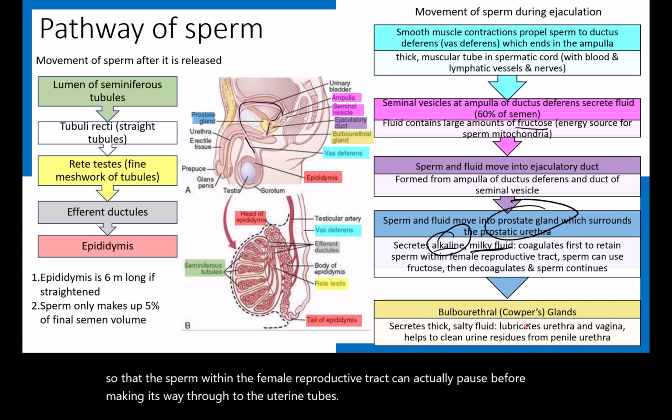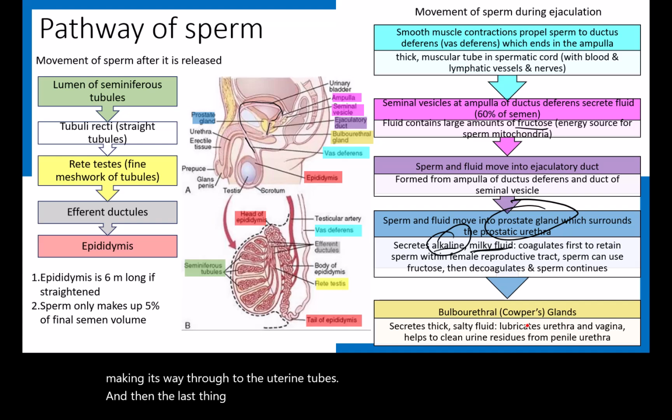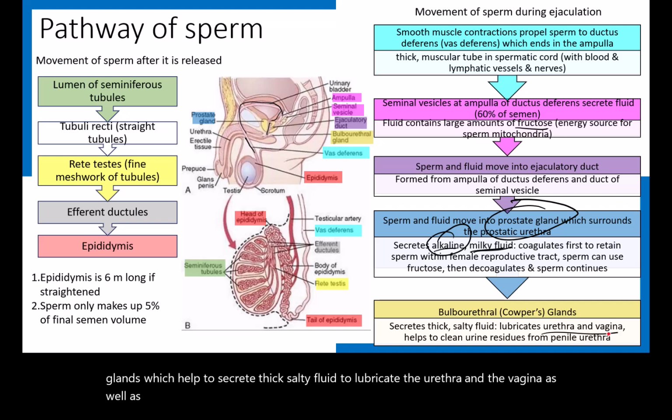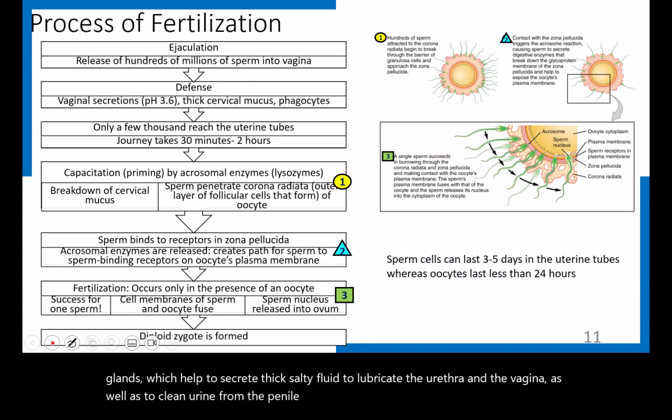And then the last thing is, as the semen emerges, we've got the bulbourethral glands, which help to secrete thick, salty fluid to lubricate the urethra and the vagina, as well as to clean urine from the penile urethra.